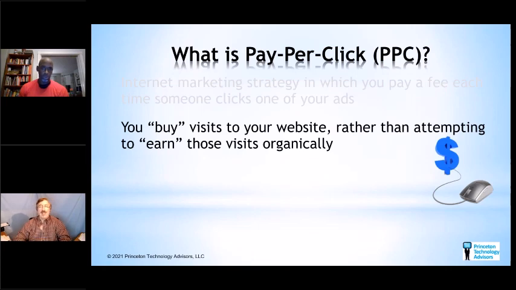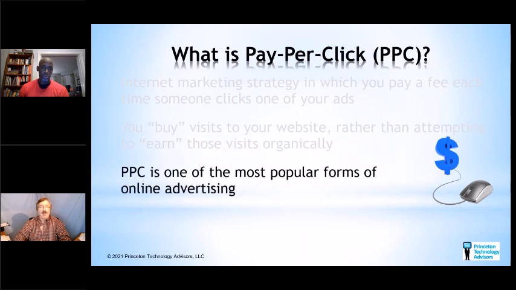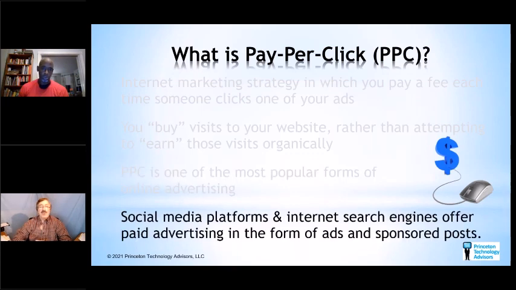And so Google Ads is one of the big ones that are out there, probably the biggest. And so it's really the most popular form. Pay-per-click is one of the most popular forms of online advertising, more so than boosts and other things that you can do. Social media platforms and the internet search engines offer their own version of paid advertising in terms of ads, sponsored posts, and the like. And I'll show you some examples of this in just a moment.